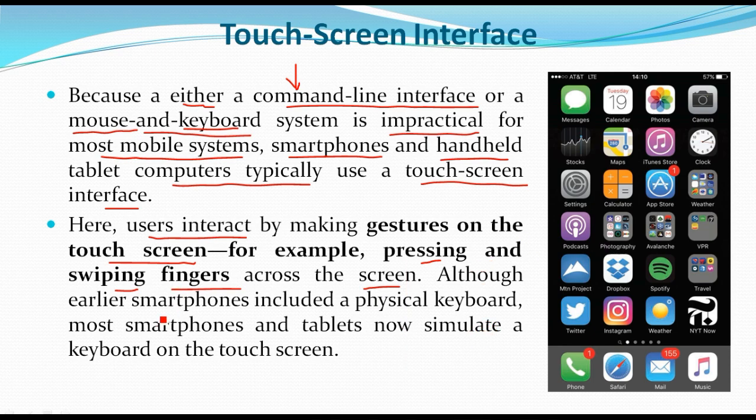Although earlier smartphones included a physical keyboard, meaning a keypad, most smartphones and tablets now simulate a keyboard on the touchscreen. So we are getting on-screen keyboards. Earlier we had the physical keyboard, keypad kind of mobile phones, to operate or type the contents. So this is the third interface that we have.